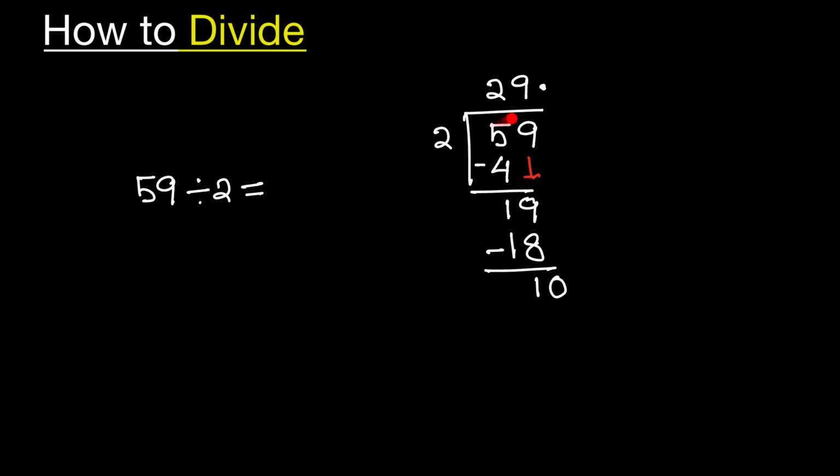And we know that 2 times 5 is equal to 10. Subtract, we get a 0. As we have got the number 0 and we have no number to bring down here, so we will stop. Therefore, 59 divided by 2 is equal to 29.5, and this is our final answer.